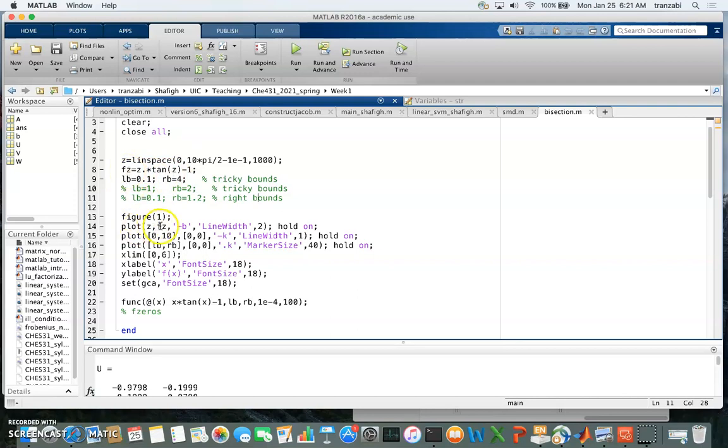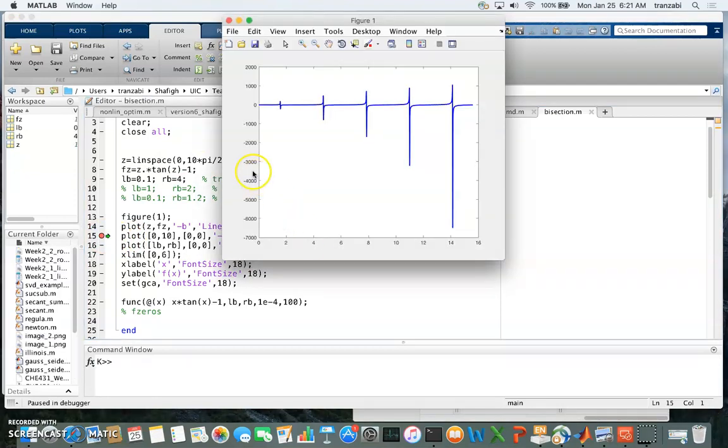So we're going to plot f of z as a function of z with solid line, color blue, line width equal to 2, and we're going to hold on to that figure. Put the breakpoints and run it so we can see what we get so far. The function actually peaks at some point, at z less than 2, which is pi over 2. We know that tan at pi over 2 goes to infinity. So this is pi over 2, this is 3 pi over 2, this is 5 pi over 2, this is 7 pi over 2, and so forth.